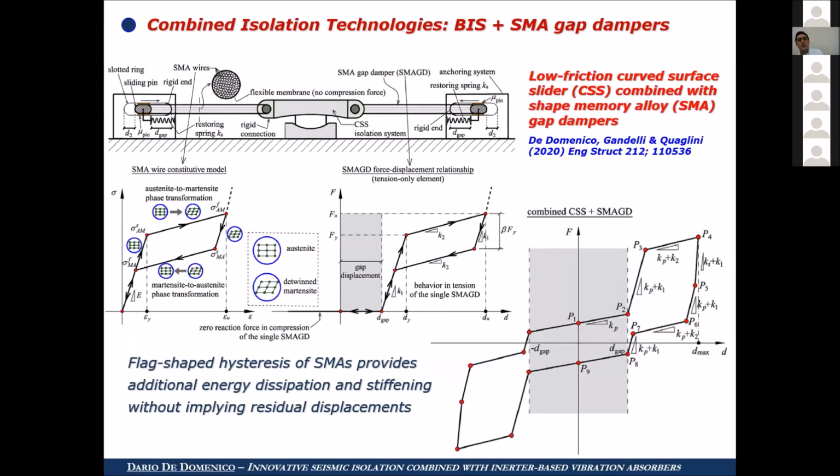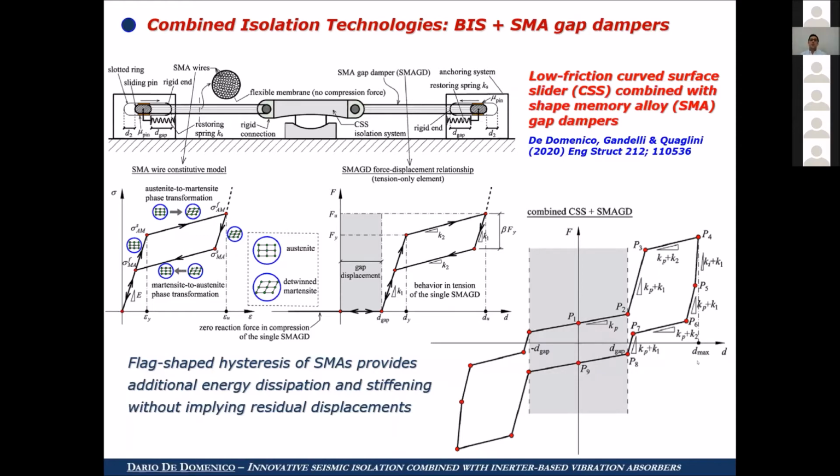One of these concepts was proposed quite recently in a publication in Engineering Structures: to combine friction-based isolation with shape memory alloy gap dampers. So why this combined isolation system? Because we can accomplish a very interesting hysteretic behavior, which is shown in the lower right part of this slide. It is an adaptive hysteretic behavior that differs depending on the intensity level of the earthquake.